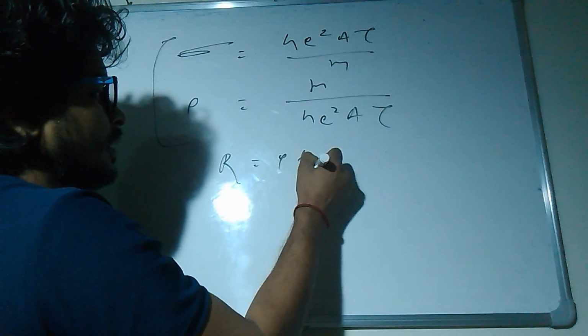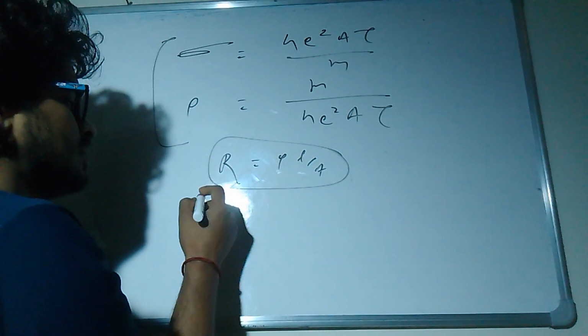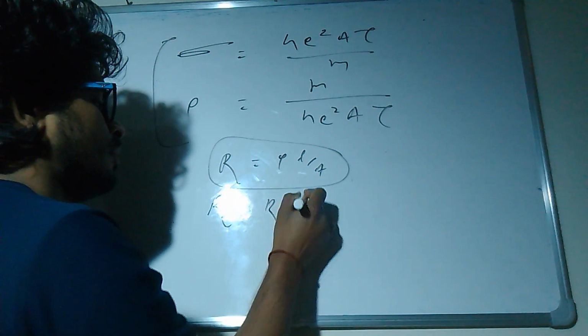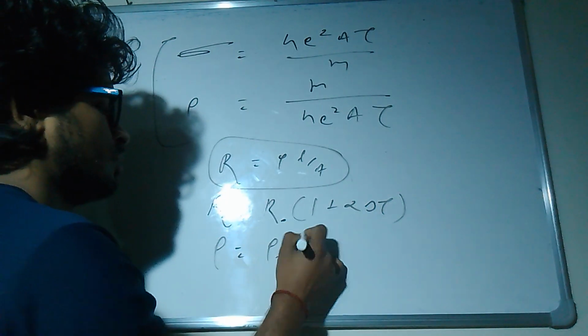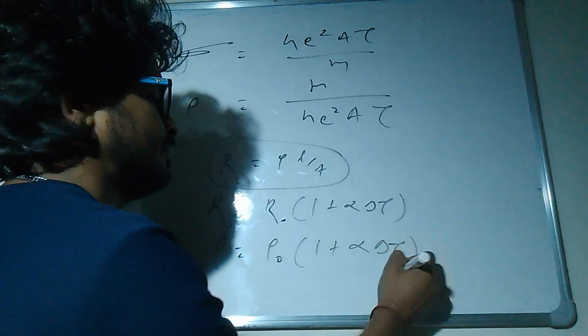And you can say R equals rho L by A, and resistance will change according to temperature as R equals R naught (1 plus alpha delta T), and rho will change as rho equals rho naught (1 plus alpha delta T).